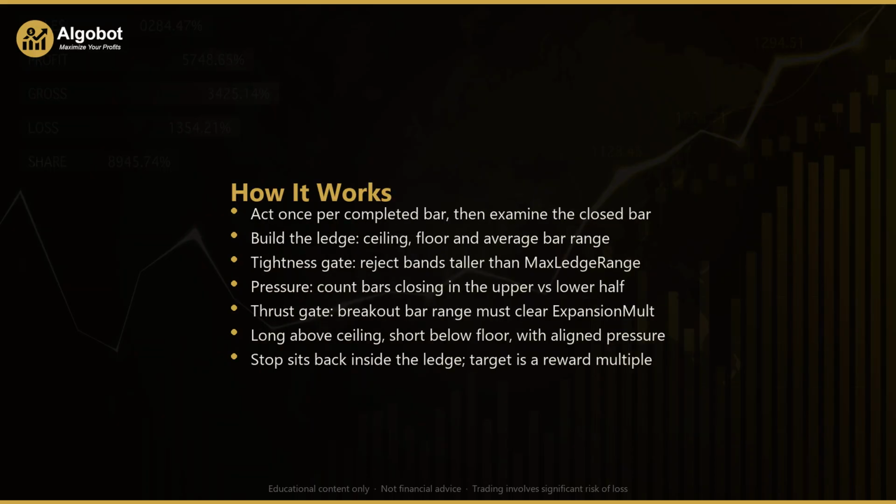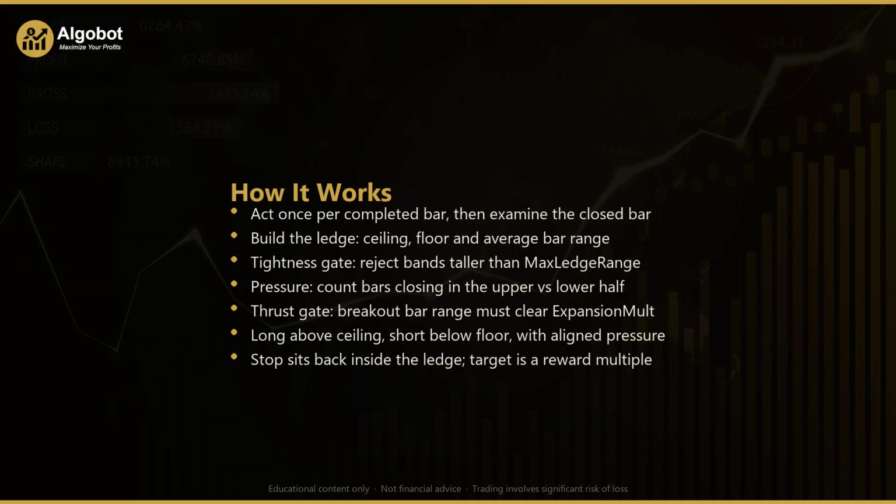The expert advisor acts only once per completed bar. On every new bar, it takes the bar that just closed and treats it as the breakout candidate, while the bars immediately before it form the consolidation window. First, it builds the ledge. Over the lookback window, it scans those bars to find the highest high, which becomes the ceiling, and the lowest low, which becomes the floor. The distance between them is the box height.